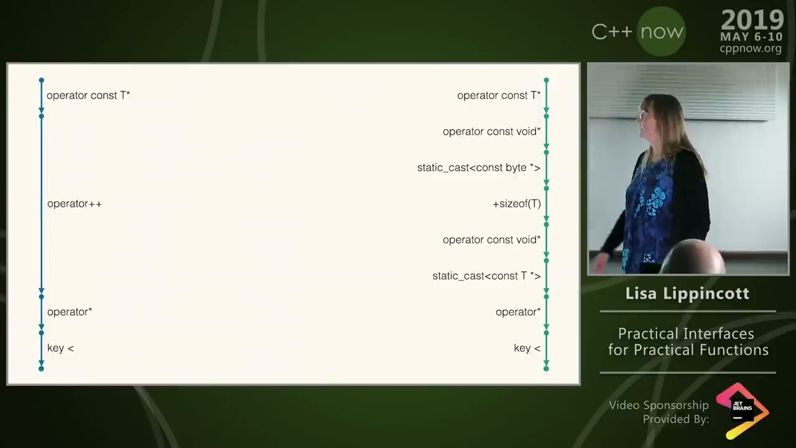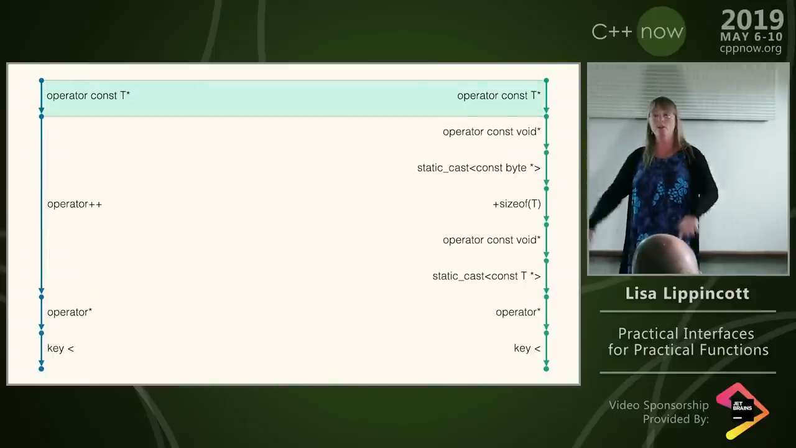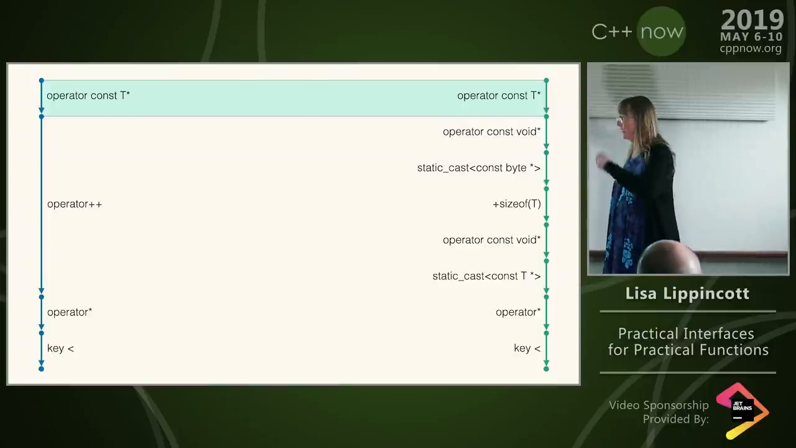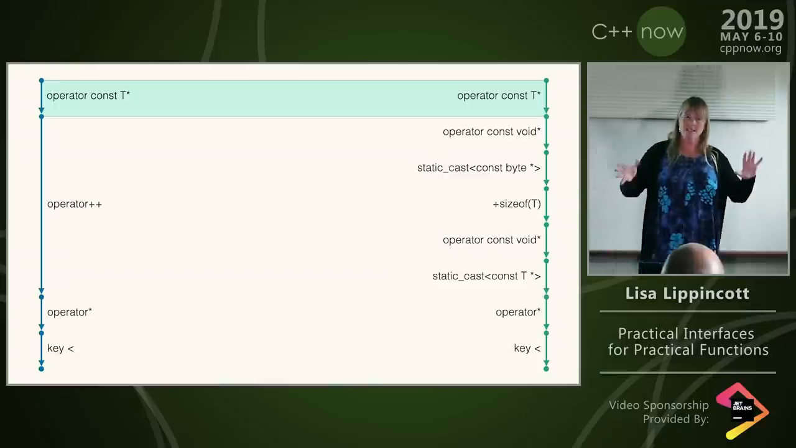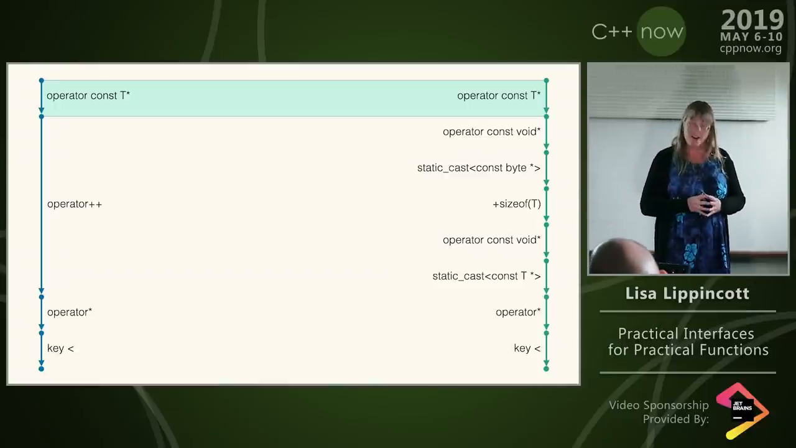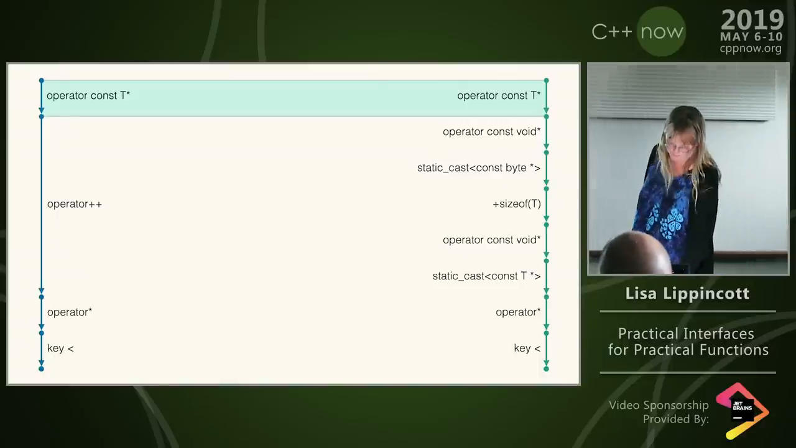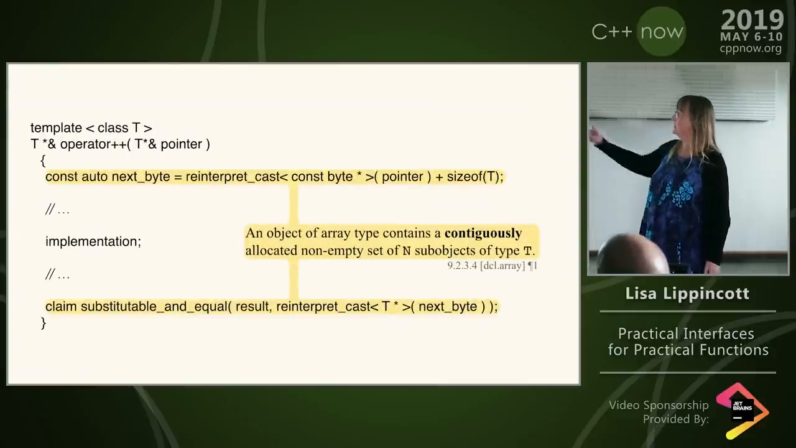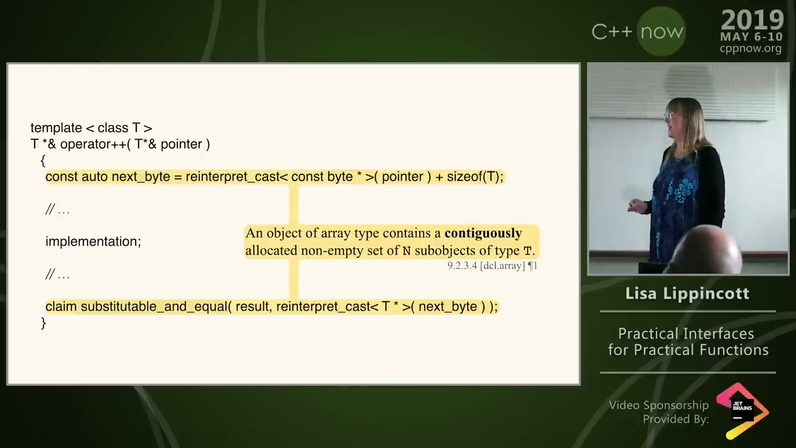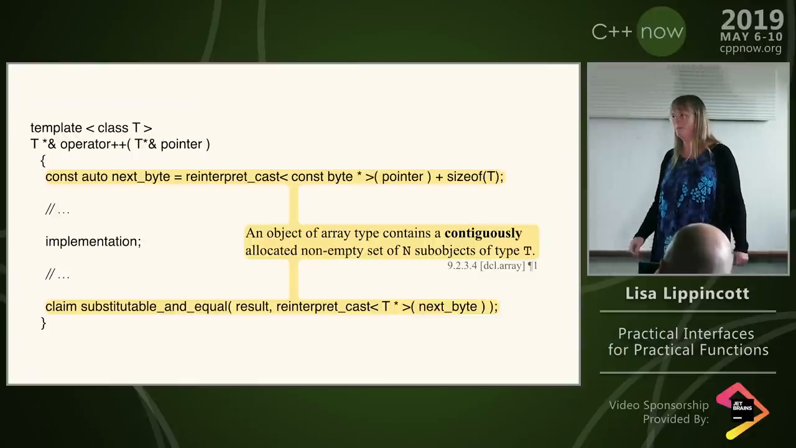And the first part of this sequence matches up. Operator const t star, they're both looking at an array and turning it into a pointer so that they can iterate over it. But then things get a little dicey. On the other hand, we do get some guarantees. For operator plus plus, we have this guarantee in the standard that an object of array type contains a contiguously allocated non-empty set of n subobjects of type t.